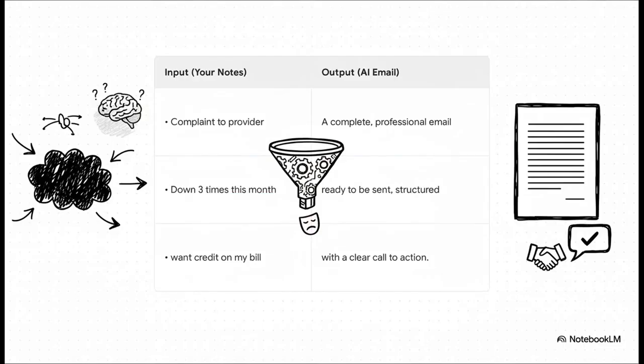And the results are just wow. You can just throw a few messy notes at it like "internet provider complaint, down 3 times, want a credit." And because it has that email writer persona, it doesn't just give you a paragraph. It spits out a fully formed, professionally written email, complete with a subject line, proper greeting, everything. It takes your brain dump and turns it into a polished, finished product.